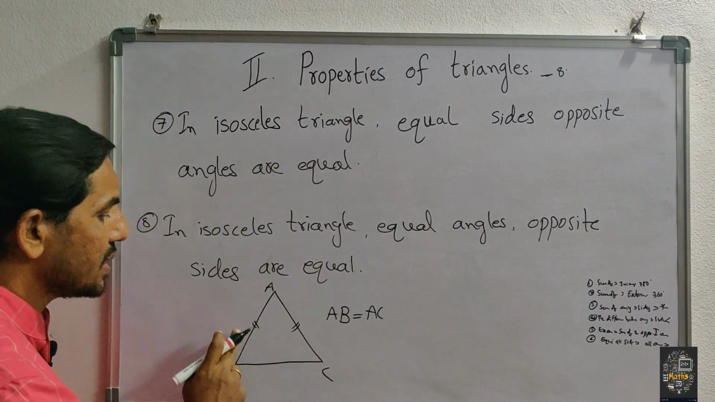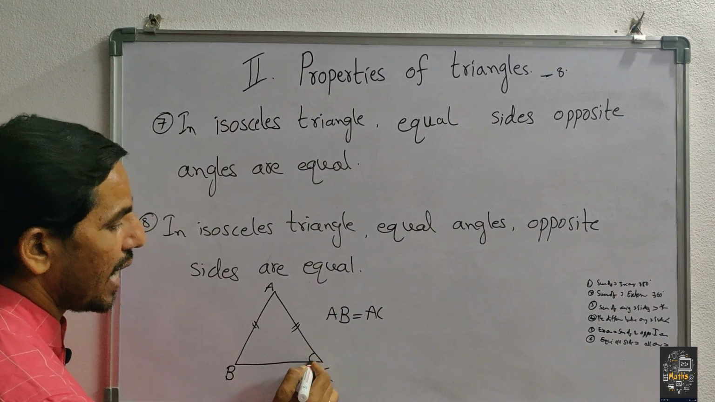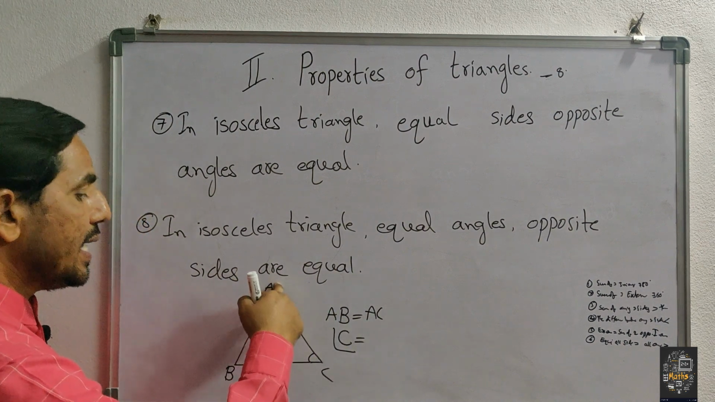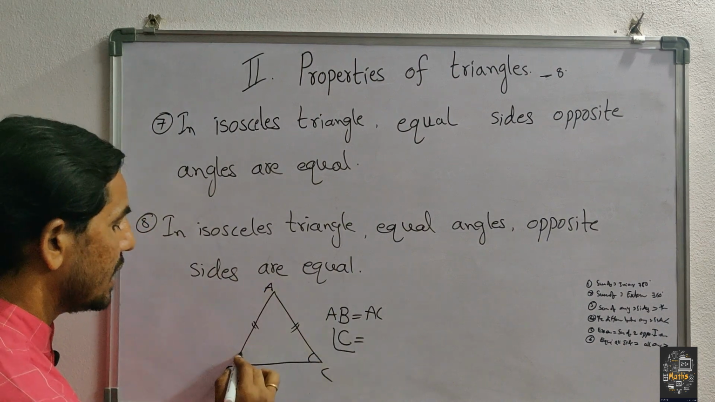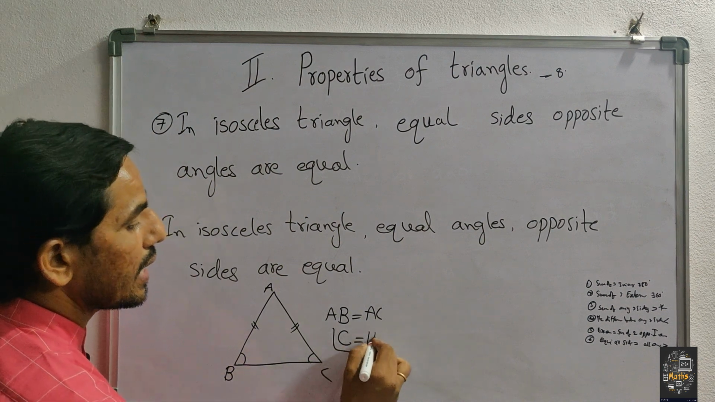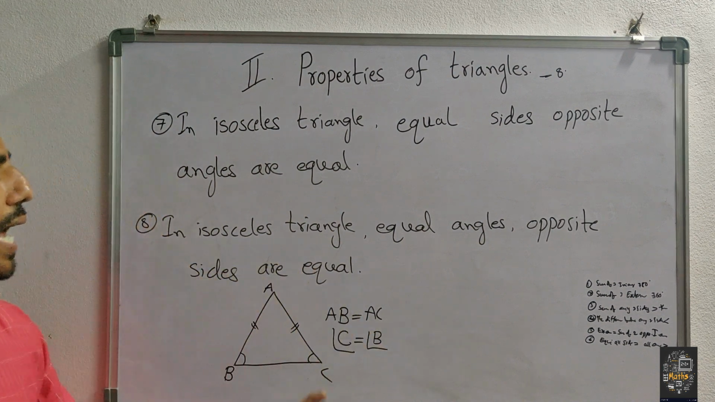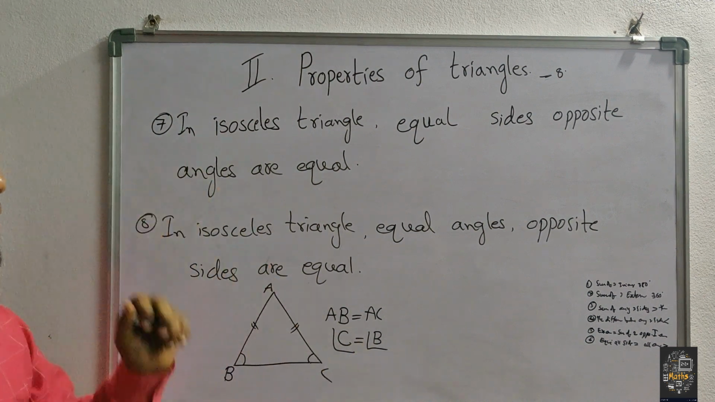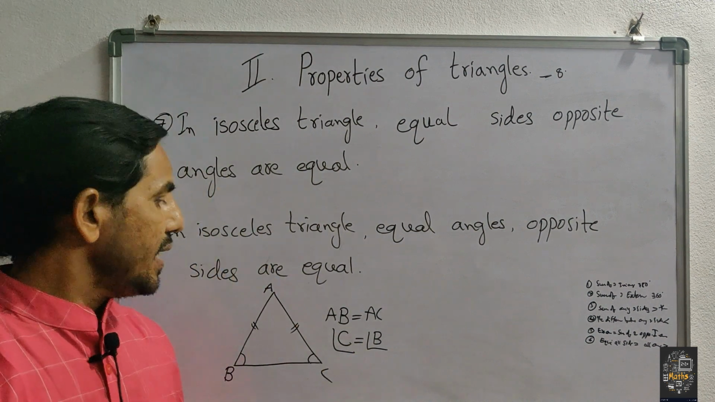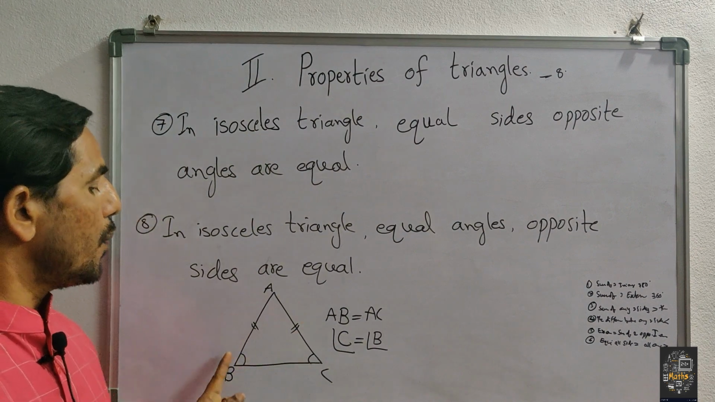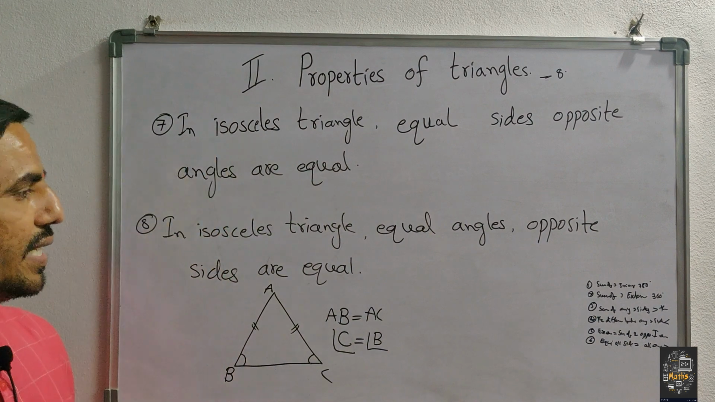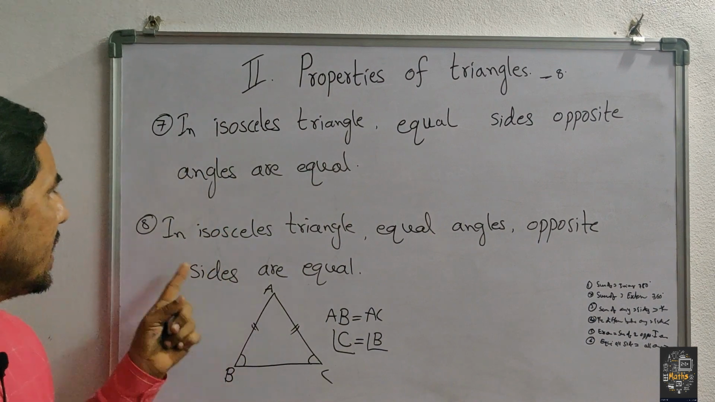So AB side opposite angle is angle C. And AC side opposite angle is angle B. So angle C is equal to angle B. Once again, in isosceles triangle, equal sides opposite angles are equal. That is the seventh condition. Next, the eighth condition.